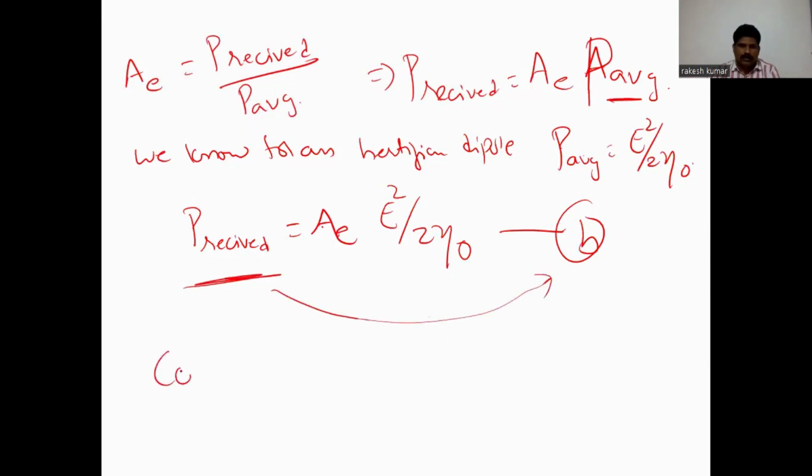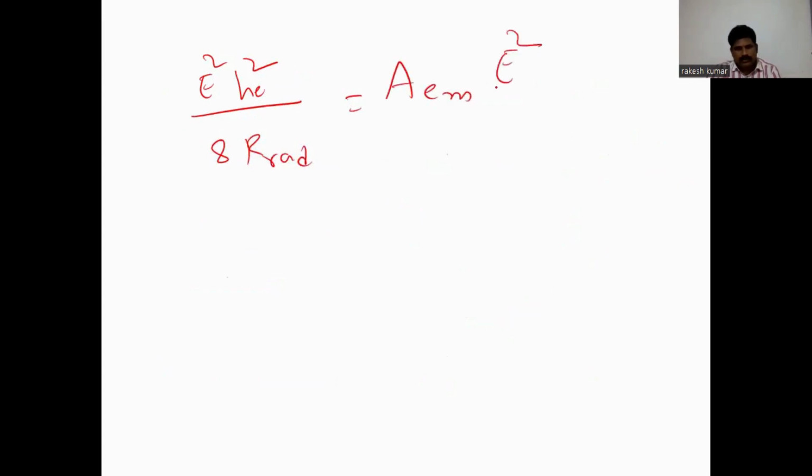Now I am comparing A and B. Comparing the expressions, E square times effective height whole square by 8 R_rad is equal to A_e times E square by 2 eta. So things will get cancelled; this E square will get cancelled.